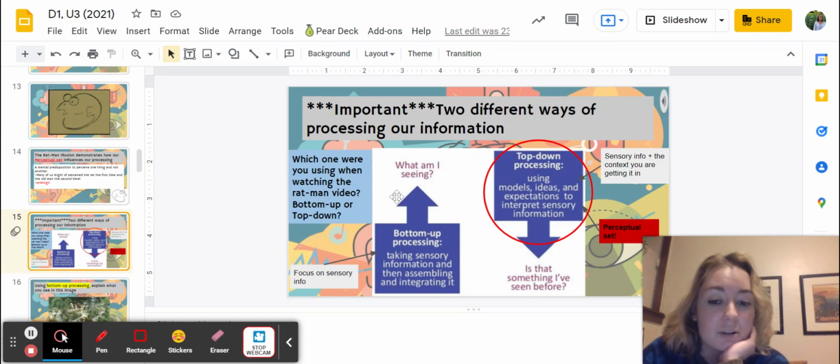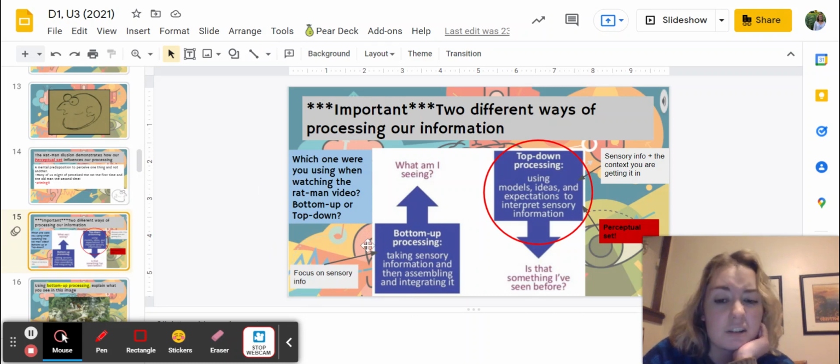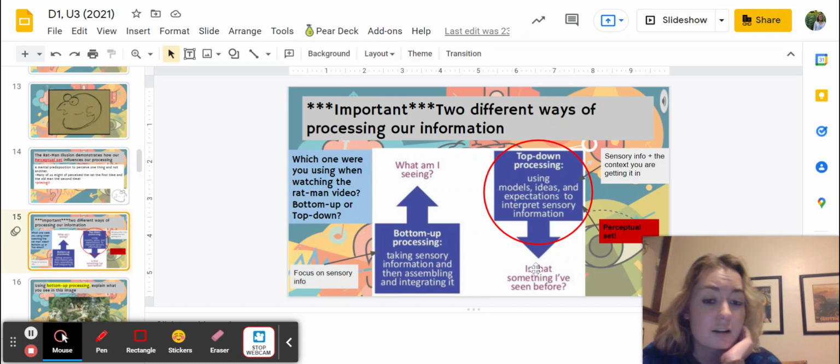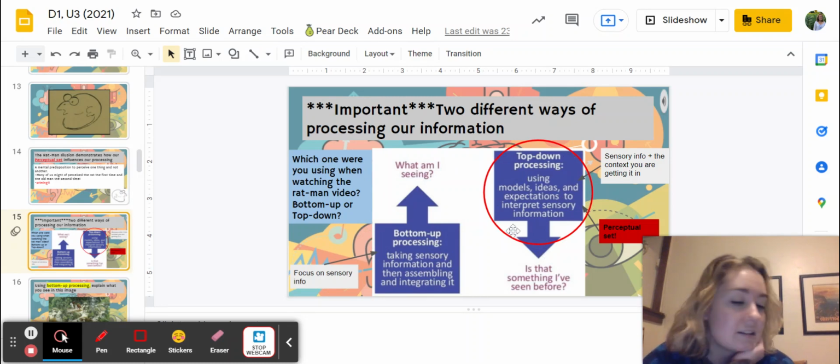So maybe bottom up is a little more accurate in that you're not, what's the word, being a little biased or colored by something that you already know. But obviously, top down is good because you are using things you already know, and it speeds up the processing of information and perceiving things.